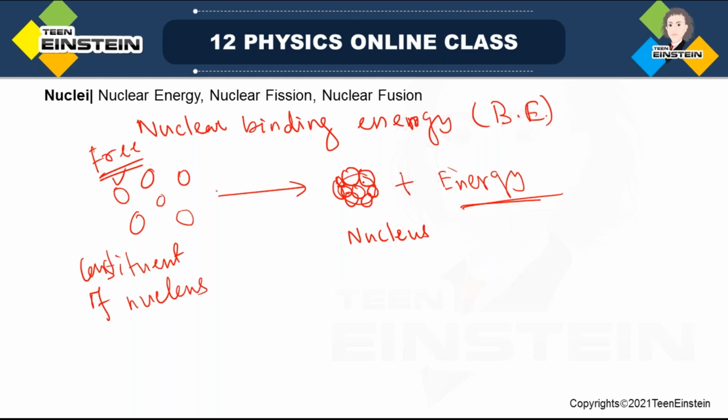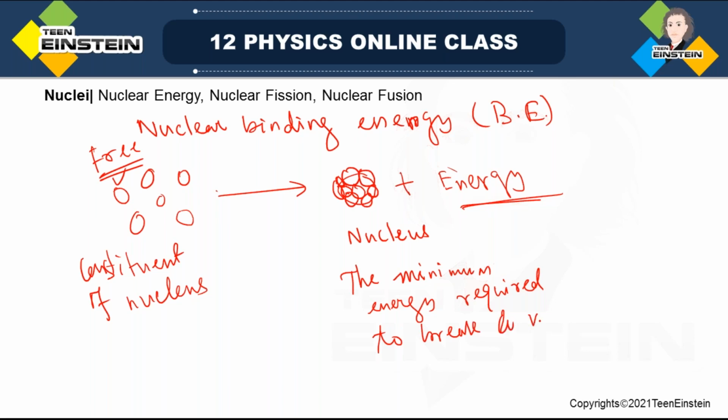Okay, so binding energy can be defined as the minimum energy required to break a nucleus into its constituents. So you can understand that you need to supply some energy to break them apart; if you want to see the reverse reaction, you have to apply a certain energy. This energy is called binding energy.